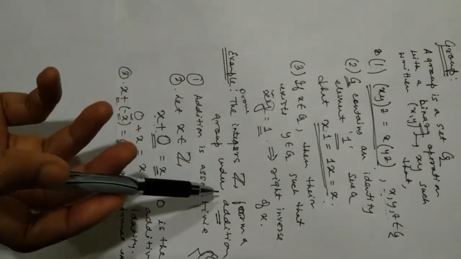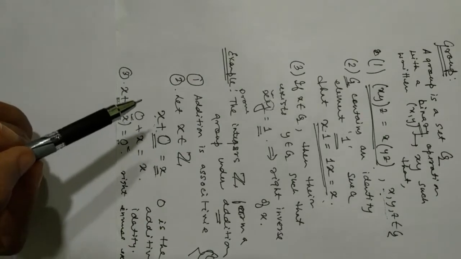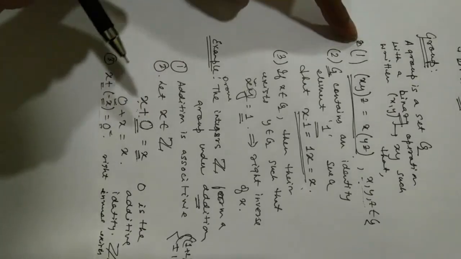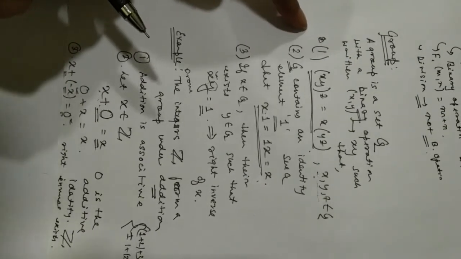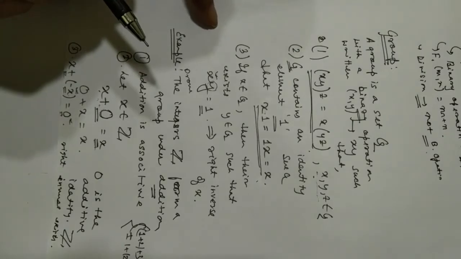That means the integers form a group under addition. So whenever you are asked to prove that something forms a group or not, you need to show whether these axioms are satisfied or not, right?